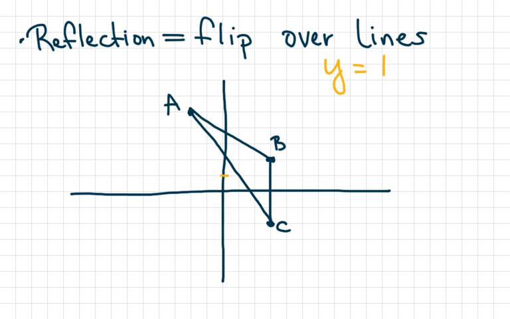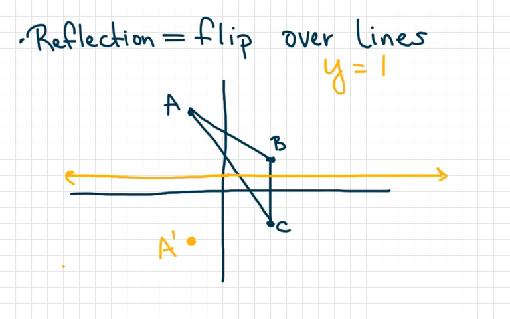So first of all, y equals 1 right here, 1 on the y-axis, and so the line y equals 1 is going to be that horizontal line where all of those y values are 1. So I'm going to follow that same rule where you count how far away each point is from the axis. So A is 4 above, so I'm going to go 4 below. So A prime is going to be 4 units below the yellow line, not below the axis, but below the line of reflection.